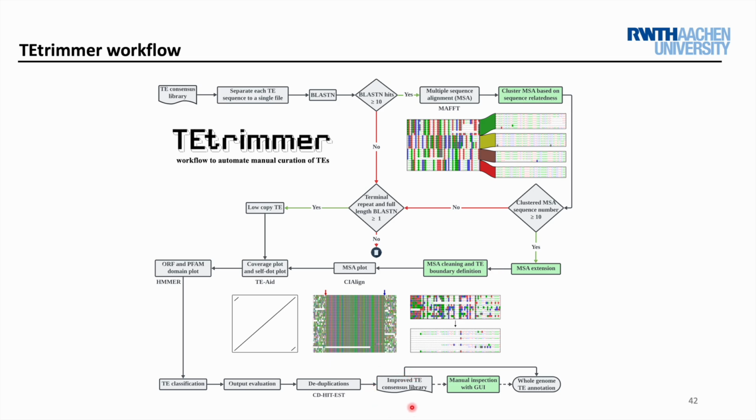So the output, TEtrimmer will also give you a t-consensus library, which is much better than your input t-consensus library. You can definitely use it directly for your genome masking. But TEtrimmer also provides a GUI tool or application that can help you quickly check and improve your results. So TEtrimmer, I would say, is not a simple Python pipeline, but also includes lots of core innovative algorithms inside. It can automate the manual curation of transposable elements and give you very high quality results.